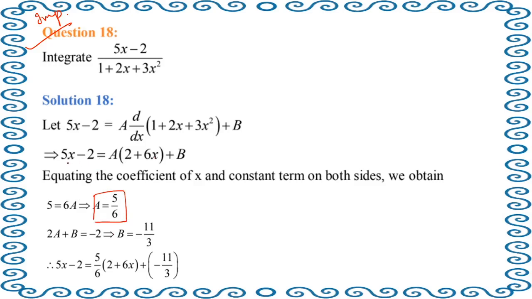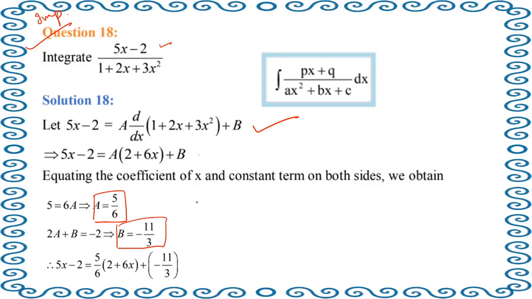What is the constant here? What is the coefficient of x? 5, and here 6a. So we are getting a equal to 5 by 6, and the constant is minus 2, and here what is the constant? 2a plus b. So the value of b is minus 11 by 3. Now put these values of a and b in this equation. So 5x minus 2 equals 5 by 6 into 2 plus 6x, after taking the derivative, plus minus 11 by 3. Now instead of 5x minus 2, in the numerator you write down this thing that we got on the right side.